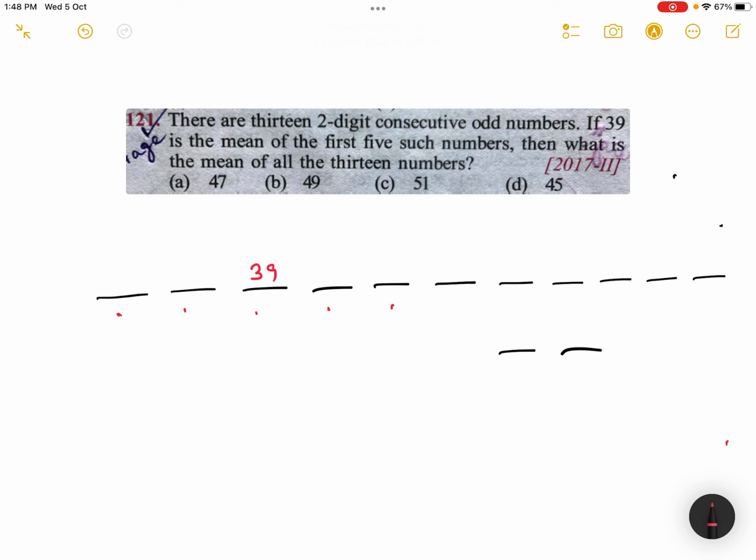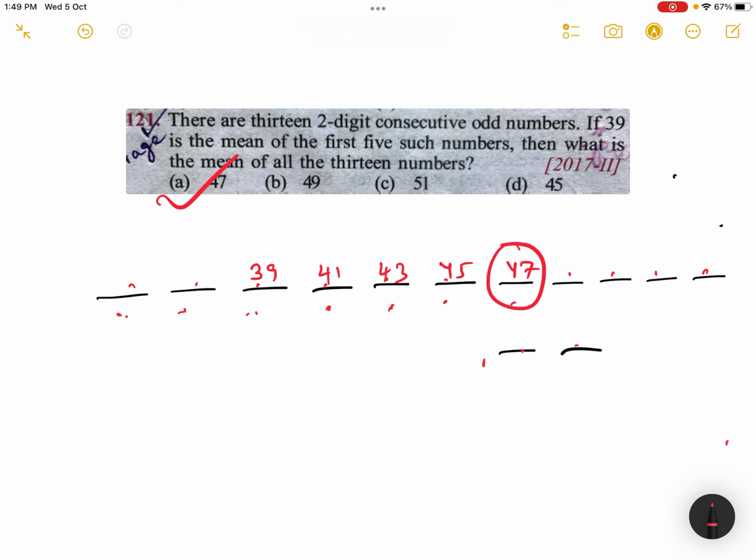And altogether the mean would be the middle of 13, which is 7. 1 2 3 4 5 6 7. This should be the mean. Left side and right side, the space would be the same, 1 2 3 4 5 6 and 1 2 3 4 5 6. Yeah, this is the mean. So what is this value? 39, 41, 43, 45, 47. 47 is in the option. Yeah, this one.